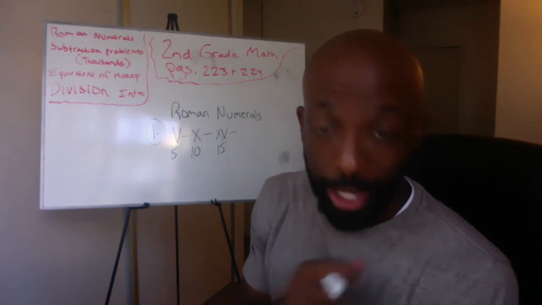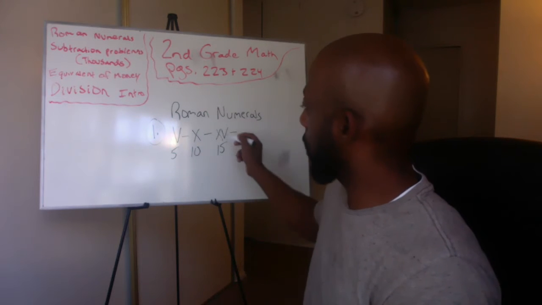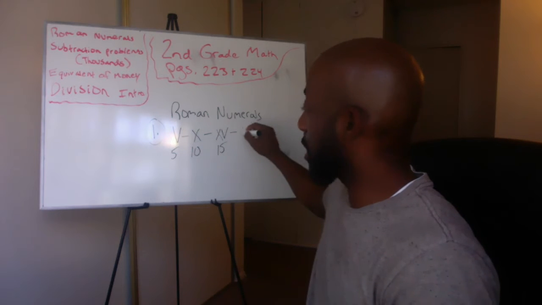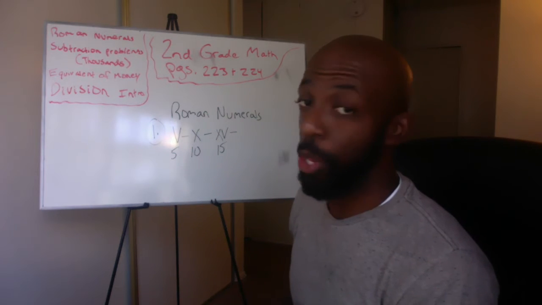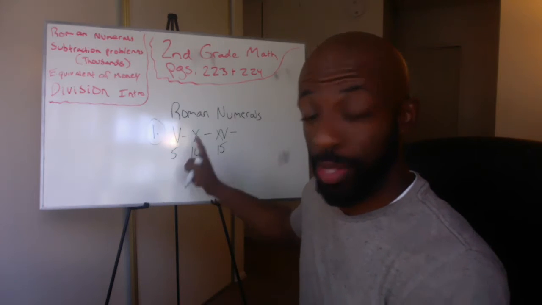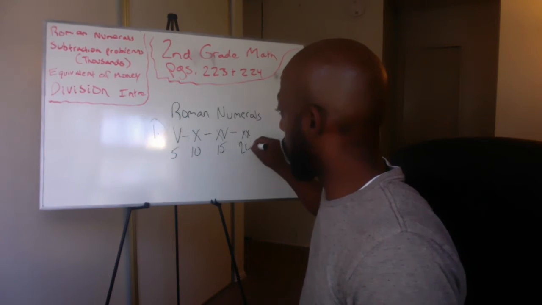All right, so what are we doing after that? Are we going up higher? What is after 15? 20. So do we add X and two V's? Because the V is 5, so we can put XVV, right, for 20? No, what we're supposed to do is put two what? Two X's. So that's going to give us 20. All right, so that's 20 right there.